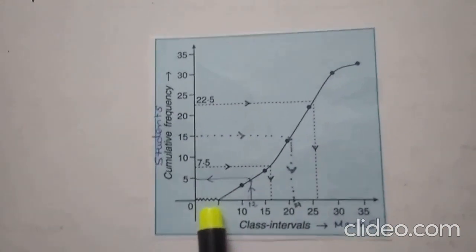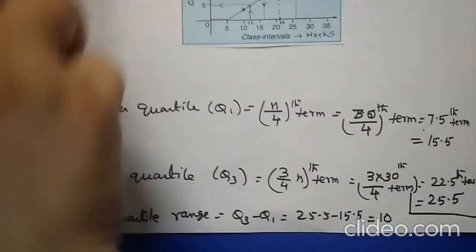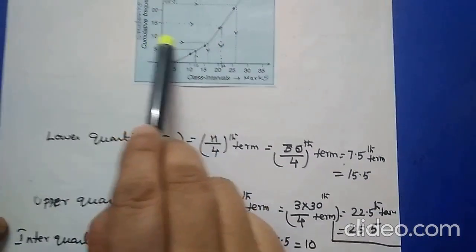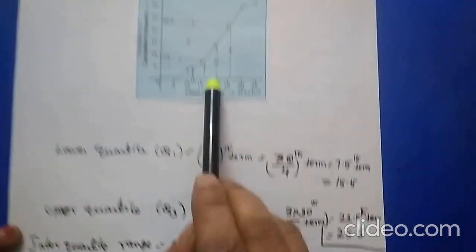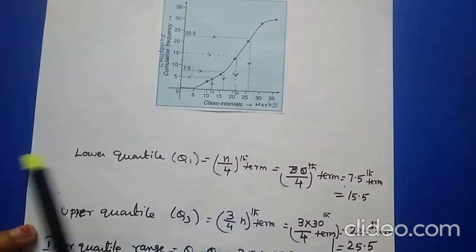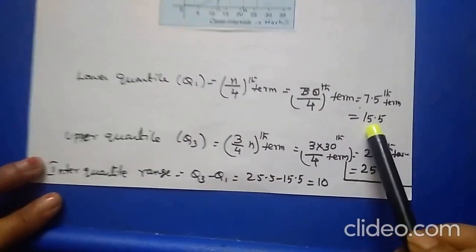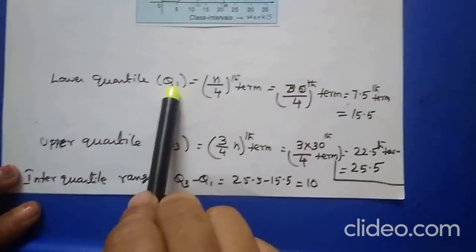What is next? You have to find the lower quartile. The lower quartile for even is the n by 4th term. There are a total of 30 terms, 30 by 4 is 7.5. Opposite to 7.5, draw a horizontal line. It intersects on the x-axis at 15.5. Therefore the lower quartile is 15.5. That is Q1. The lower quartile is always represented by Q1.